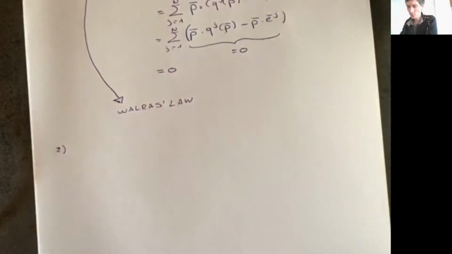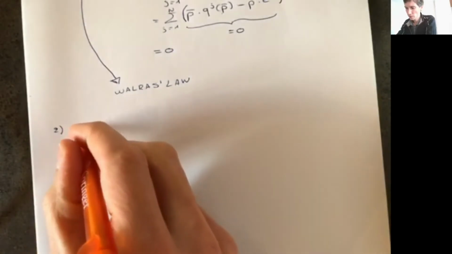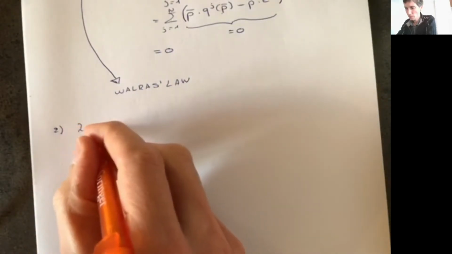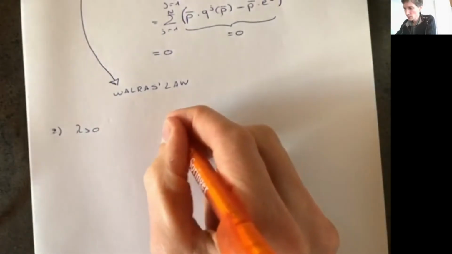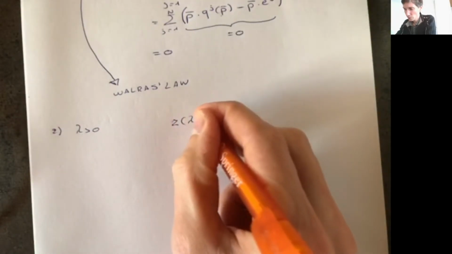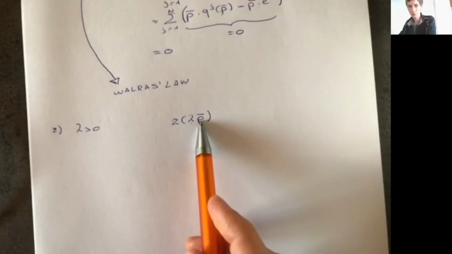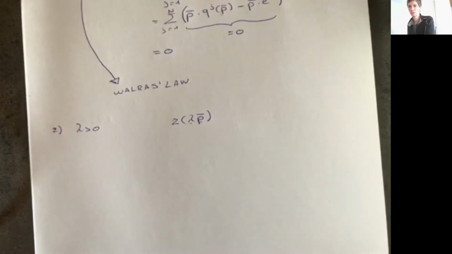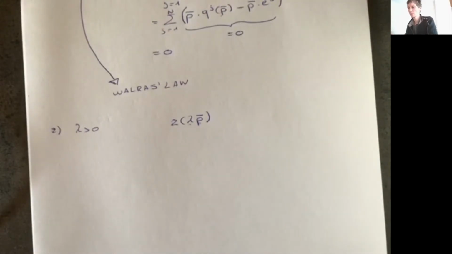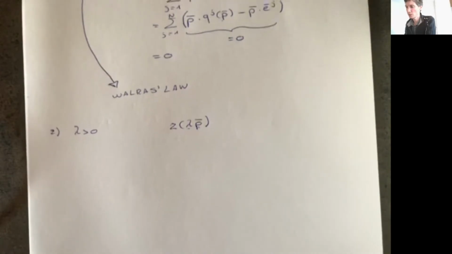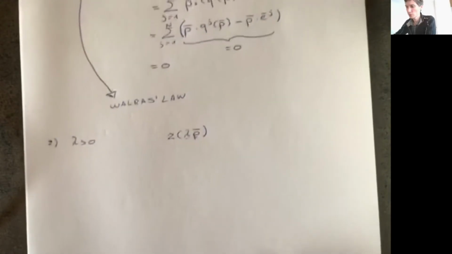Okay, so a second property is if I take a number lambda bigger than 0 and I multiply all the prices by lambda. Okay, so this is a vector, this is a number, I multiply every entry in this vector by lambda, right? This is a number multiplied by a vector and I plug it into the function z. Okay, so what happens then? Well, that's a good question, of course.